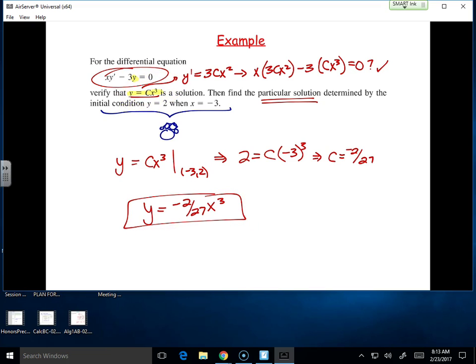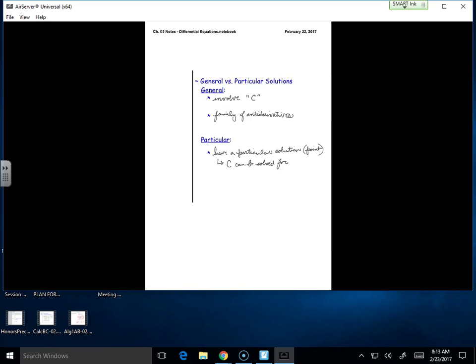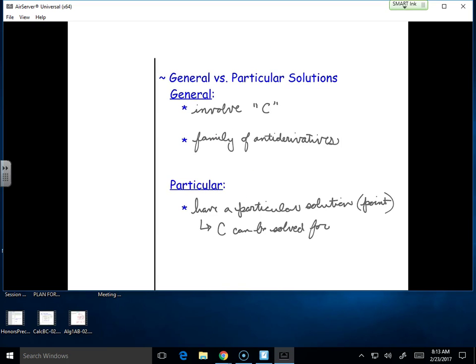Particular solution versus general solution. General solution, like we talked about at the very end of yesterday, has a C still in there. It stands for basically an infinite number of solutions, except they're all related, hence the family. Particular solution, you have some sort of clue. And when we have a clue, we plug and chug and we solve. True? True. All right, let's keep going.